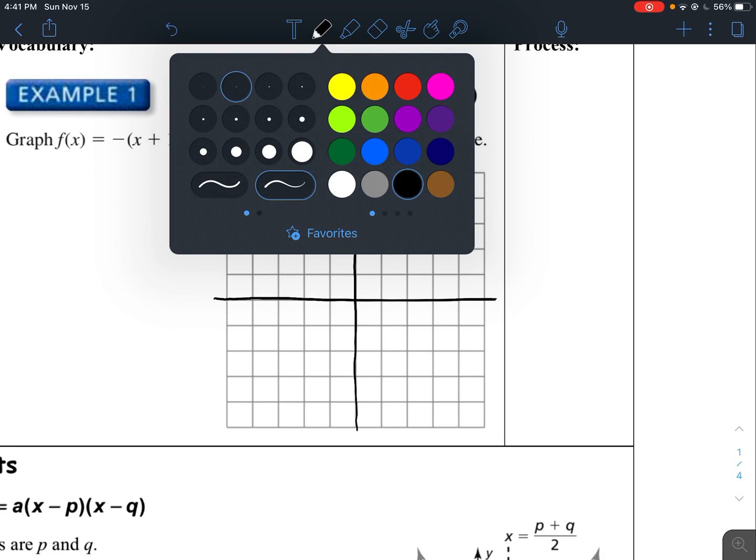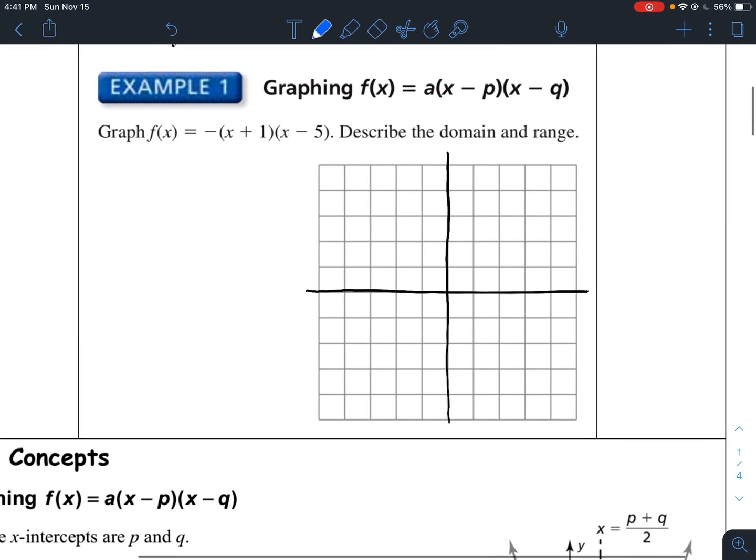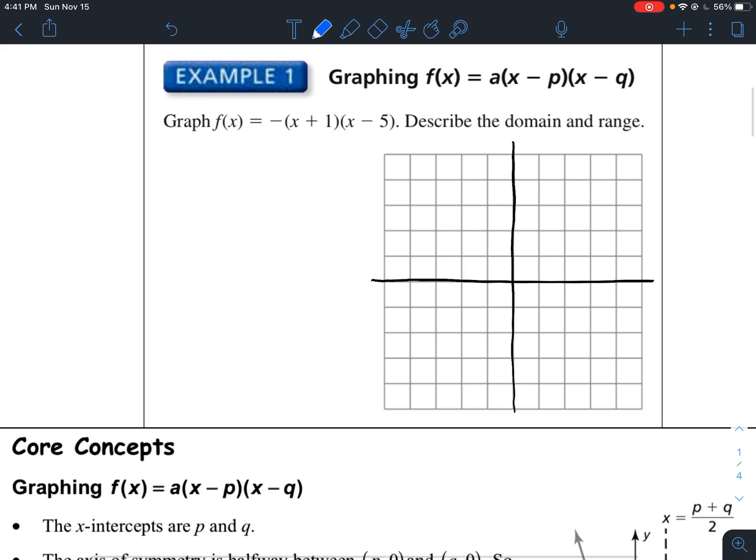So to graph this, we already know where the intercepts are. We want to find the intercepts using this quadratic. To find the intercepts, we need to know what the value of x is when y is equal to 0, or f of x is equal to 0. If we know whenever f of x is 0, then we can solve for x. So let's do that. Let's take f of x and replace it with 0, so 0 is equal to negative x plus 1, x minus 5.